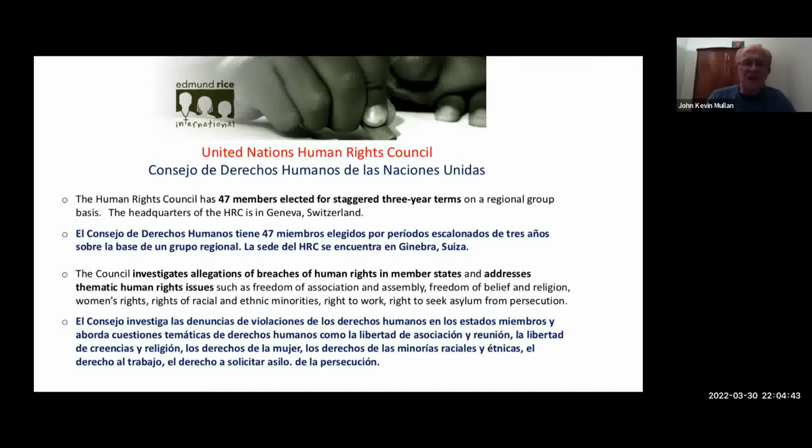And in addition to investigating, it also addresses human rights issues. And I mentioned a few here by way of example. So it can be concerned about freedom of association and assembly, freedom of belief and religion. It can be interested in women's rights or the rights of racial and ethnic minorities. What about the right to work? The right to seek asylum from persecution? These are just some of the examples of rights issues that the Human Rights Council takes a very close interest in. So the two things: investigating breaches of human rights and addressing human rights issues.